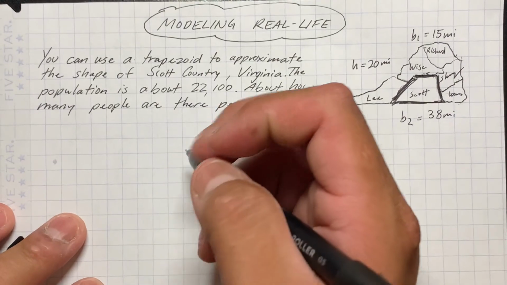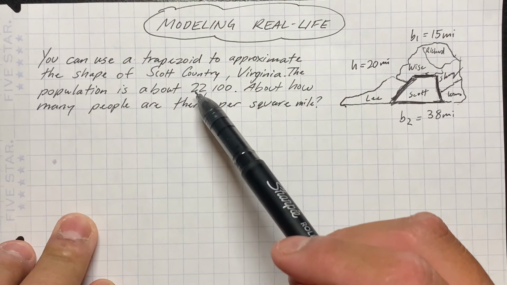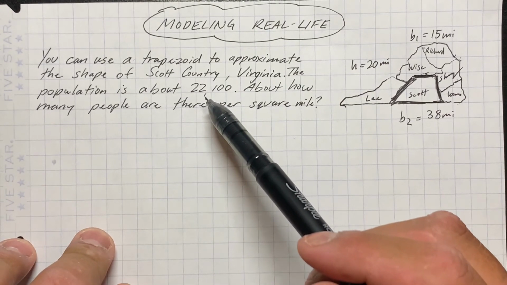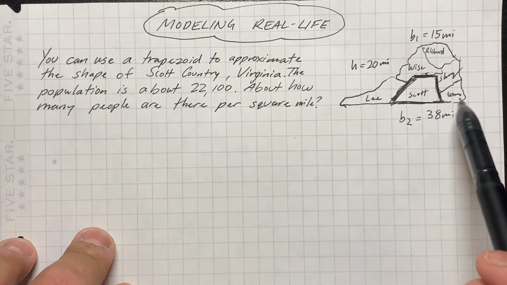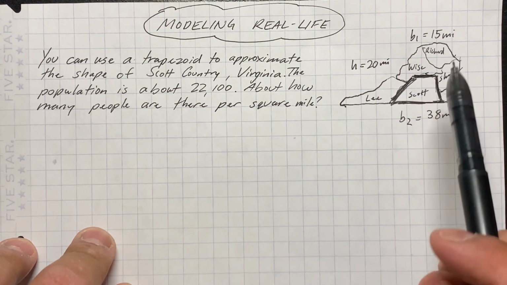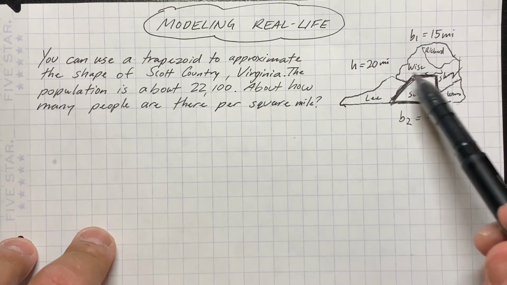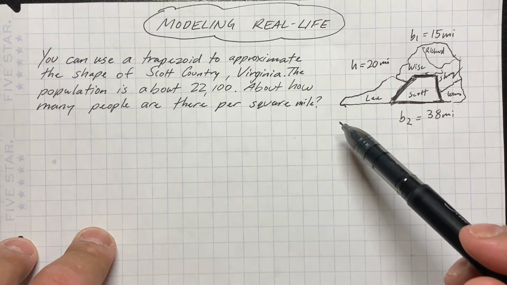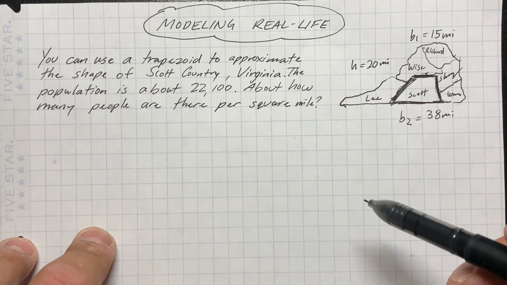Here we go. The first thing we do is understand the problem. We're given the population of Scott County, which is 22,100 people, and the dimensions of the county, like the base, the height, the length, the width. It's in the shape of a trapezoid, so we're going to use a trapezoid formula for that. And we're asked to find the number of people per square mile. So we have to understand the problem.